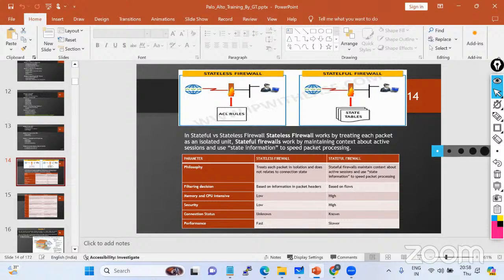Later on, the company was founded in 2005, then in 2007 the first firewall, and in 2009 they introduced the first OS version that was released, the PAN OS 3.0, and right now we are running 11.0.